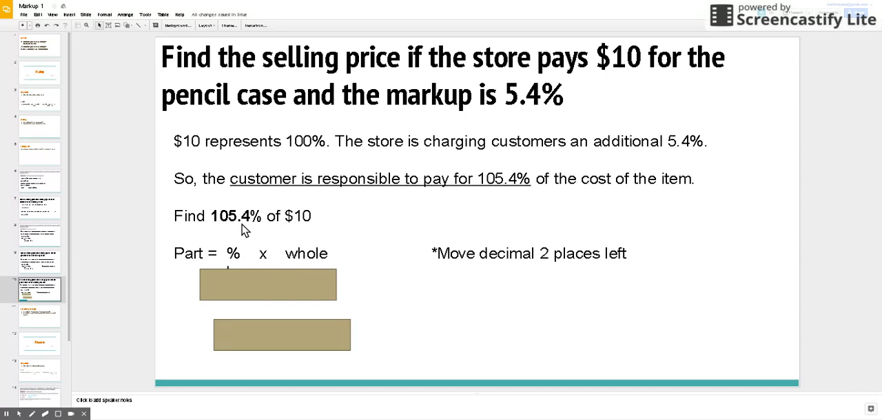Don't get confused, because even though there's a decimal point here, this is still in percent form, okay? Percent form can still have a decimal in it, but it's not in decimal form, if that makes sense, right? In case you get confused, you can just divide this by 100. Otherwise, just move the decimal 2 places to the left. So once you move the decimal 2 places to the left, you get 1.054 times your whole, which is $10. And then we end up getting $10.54 as our total. So if the store originally paid $10 for the item, they are now selling it for $10.54.